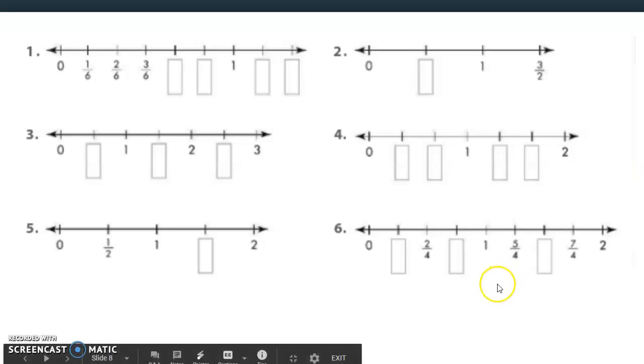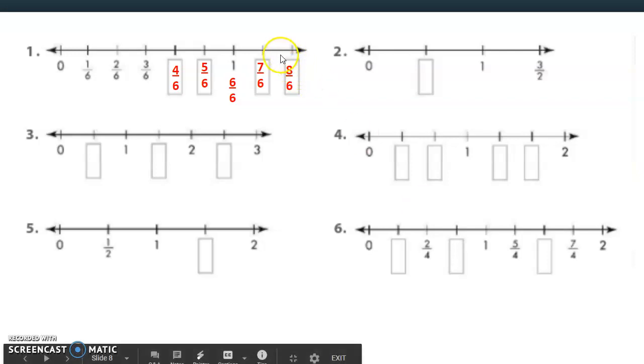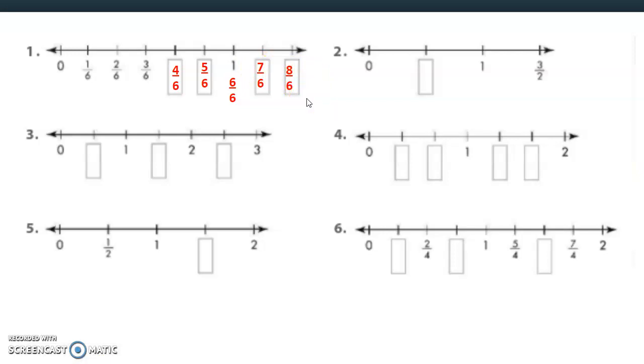All right, let's take a look at number 1. So you should see right away that all the denominators are 6, and they're going to say 6. They're never going to change on the number line. So you should have filled in 4/6, 5/6. I put the 6/6 there to help me, and then 7/6, 8/6. Keep in mind when your numerator is larger than your denominator that you know that fraction is more than 1.